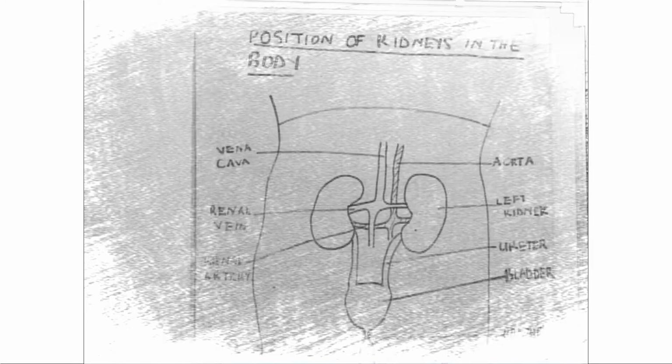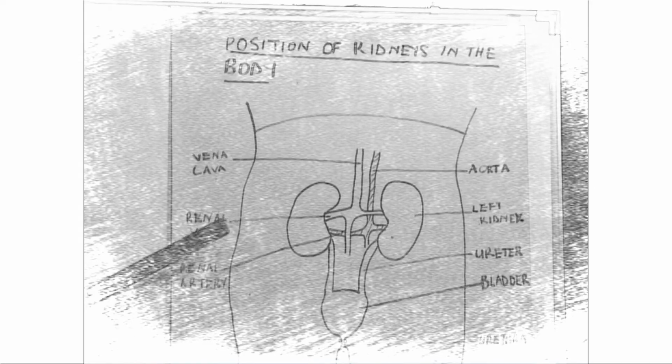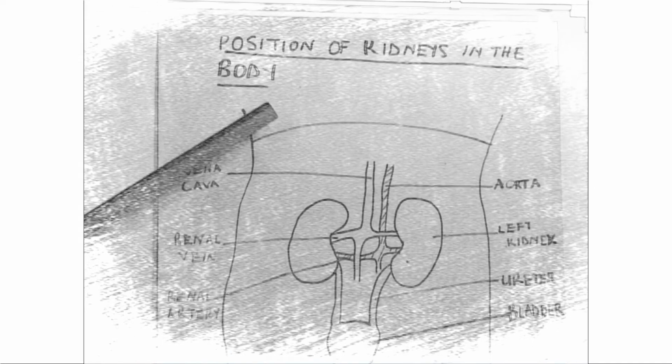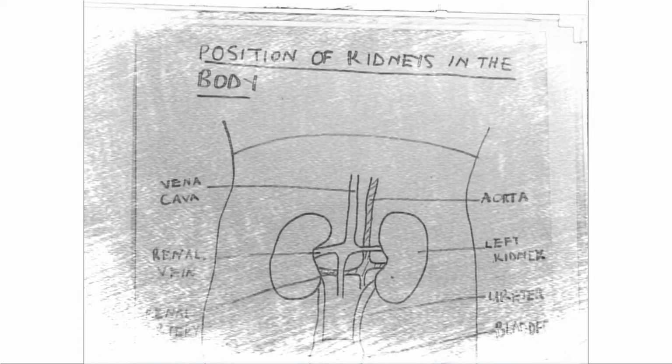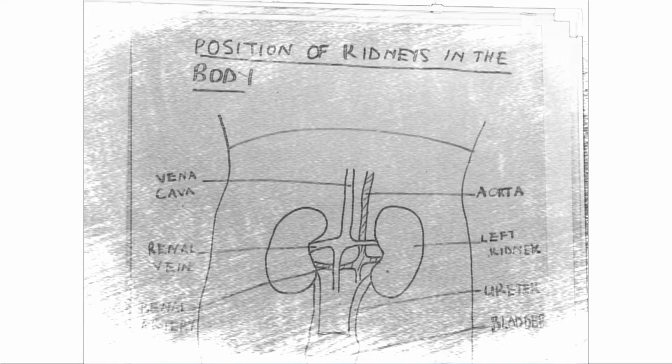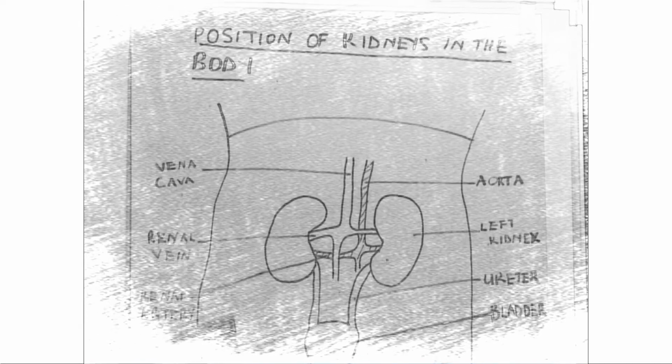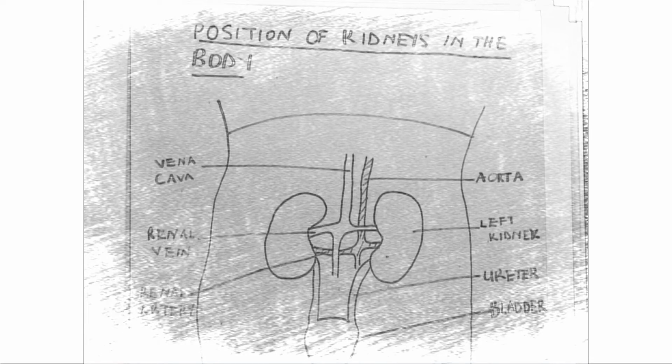Now we are going to talk about the kidneys in detail. We start by looking at the position of kidneys in the human body. With me here, I have a chart. Look at the chart. This chart is showing the position of kidneys in the human body. When you look at where the kidneys are found, normally they are found in the abdomen.